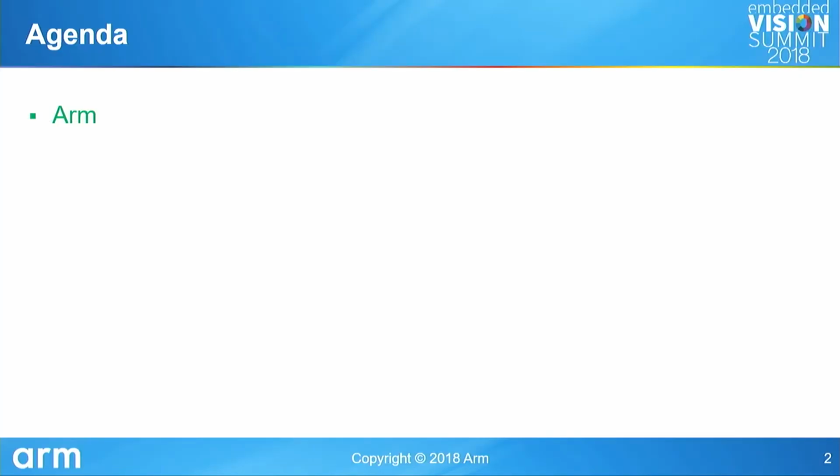So let's start to see the agenda for today. After a very brief introduction about ARM, where I'm going to spend just a few words about the company I work for, I'm going to deep dive into the world of convolutional neural networks, presenting an overview of the current trends inside the convolutional neural networks used for object recognition tasks.